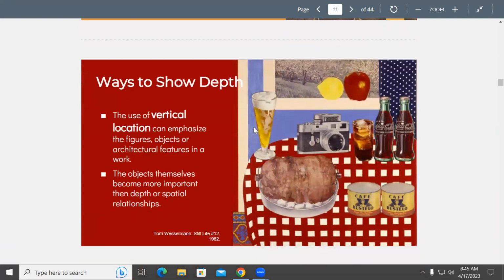This is another example. See, this composition just pastes some elements. This is a collage artwork. Just pasted some pictures of certain elements, but still you can see these tins and this meat are closer to you, and those fruits at the top are farther away from you.